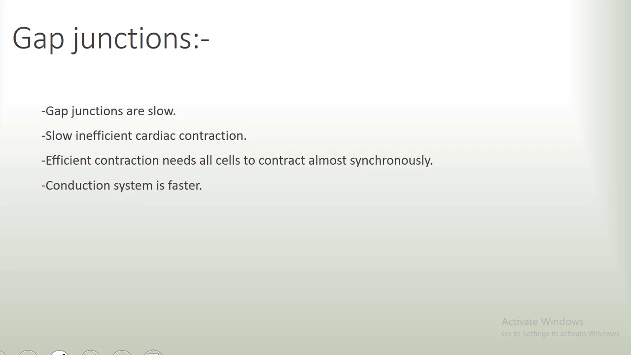The cells are not going to be contracting at the same time. There's going to be a delay. A few cells are going to be contracting before the others. And in order for you to have an efficient contraction, you need all the cells to contract almost synchronously at the same time. And this is done through the heart conducting system. So let's talk a little bit about that.